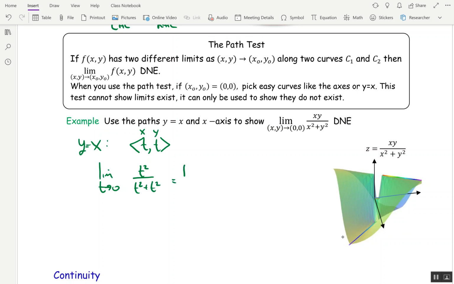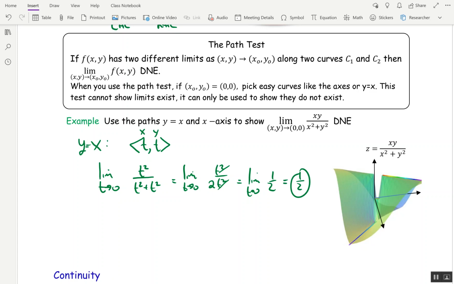Which is the limit as t goes to 0 of t squared over 2t squared. You always want to simplify before you take the limit. Cancel, and we get the limit as t goes to 0 of 1/2. That's the limit of a constant, so it doesn't matter where t is going. 1/2 just lives at 1/2, so that's a half.